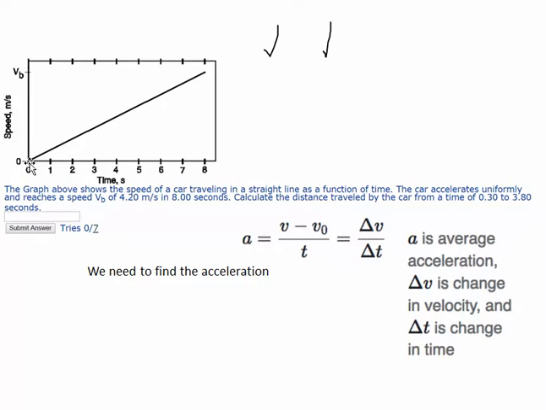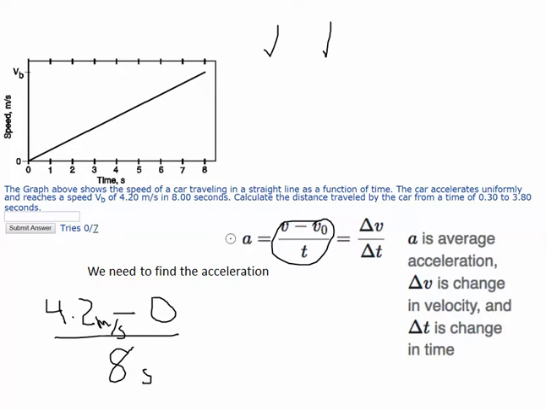I know at the beginning my initial velocity is 0. I know after 8 seconds my final velocity is 4.2 meters per second. So final 4.2 minus initial 0, and I know the time that it takes, 8 seconds. So I have everything. That's meters per second. There we go. I have everything for this equation right there.